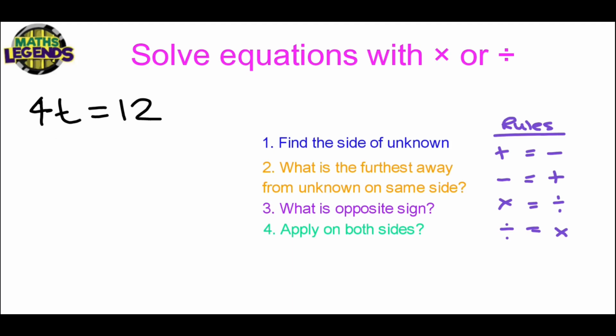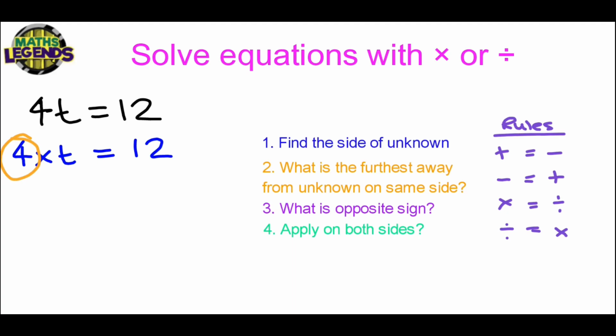Now 4t is the same as 4 times t. Mathematically, we just don't write the times symbol in the middle. The rest of the equation remains the same. So now we look at rule number 1, and it says find the side of the unknown. The unknown here is t, and this is on the left hand side. Point 2, what is the furthest away from the unknown on the same side? So on the same side, we have 4.